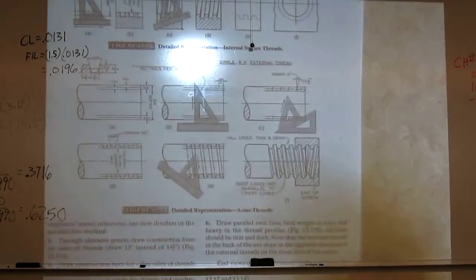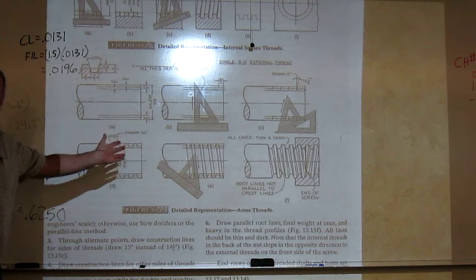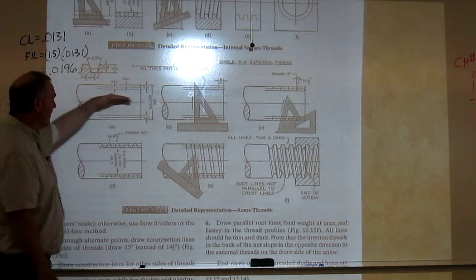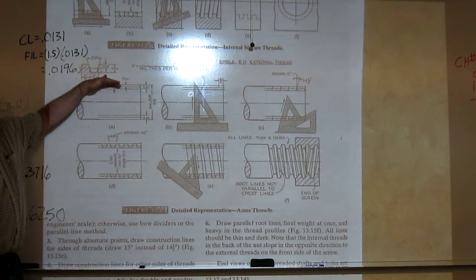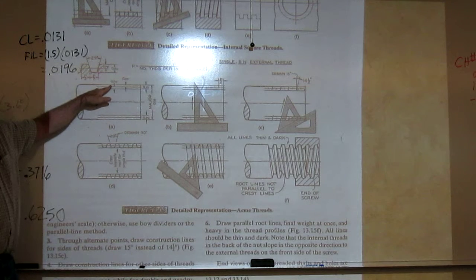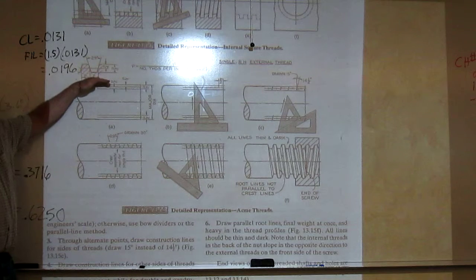Let me show you what we're going to do. This is the example for detailed representation of Acme threads. It's set up for manual drafting. We are going to do most of this. In essence, we're going to draw it just like we did a threaded fastener. We're going to lay out the center line and offset for our pitch diameter. Those are two center lines there. We're going to take that pitch line and offset it for our dedendum and addendum.